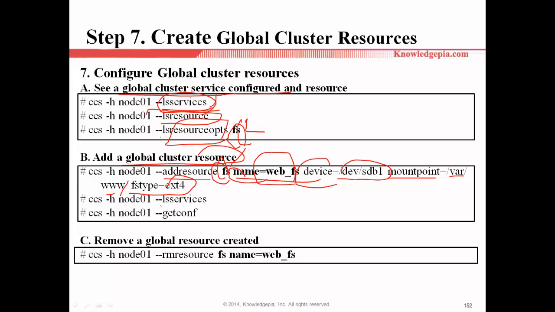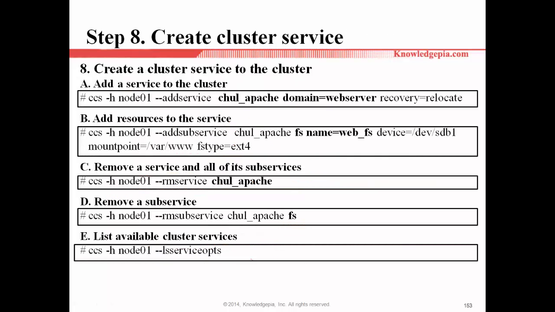If we want to see this kind of service, ls service, and if we want the total configuration file, then get conf. And if we want to delete this kind of global resource, then here, rm resource, fs, the file system, and name, web underbar fs.